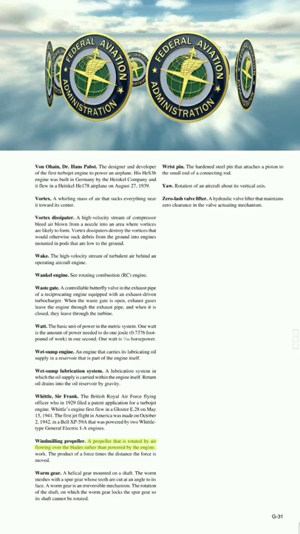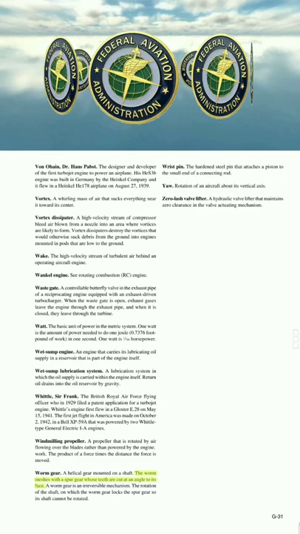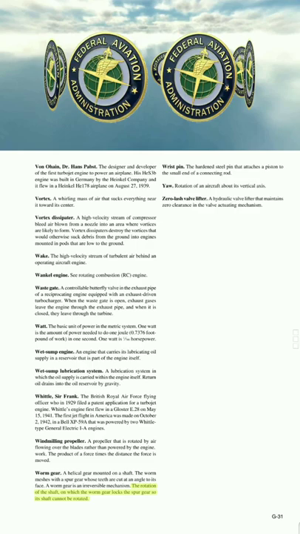Work. The product of a force times the distance the force is moved. Worm gear. A helical gear mounted on the shaft. The worm meshes with a spur gear whose teeth are cut at an angle to its face. A worm gear is an irreversible mechanism. The rotation of the shaft on which the worm gear locks the spur gear, so its shaft cannot be rotated.